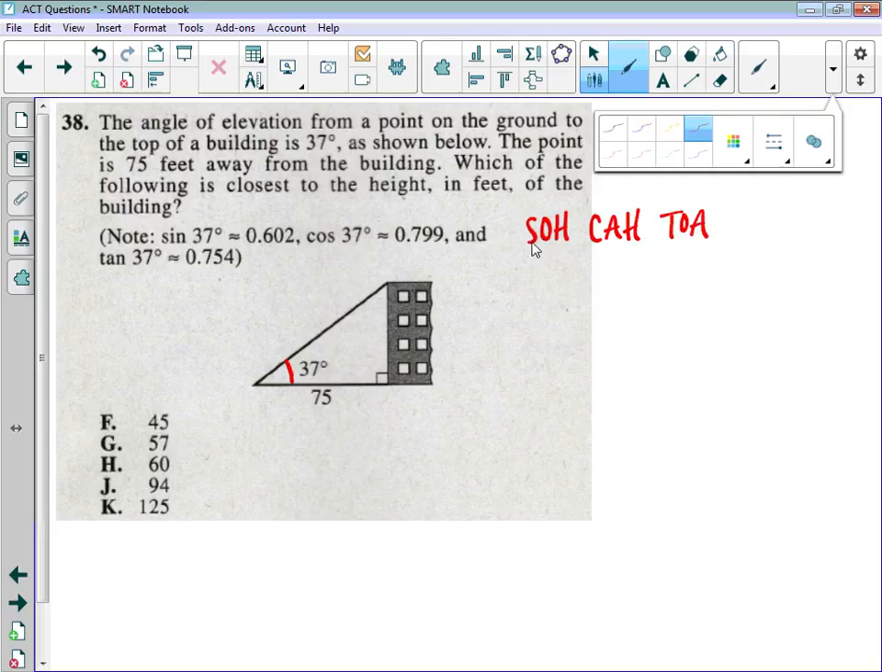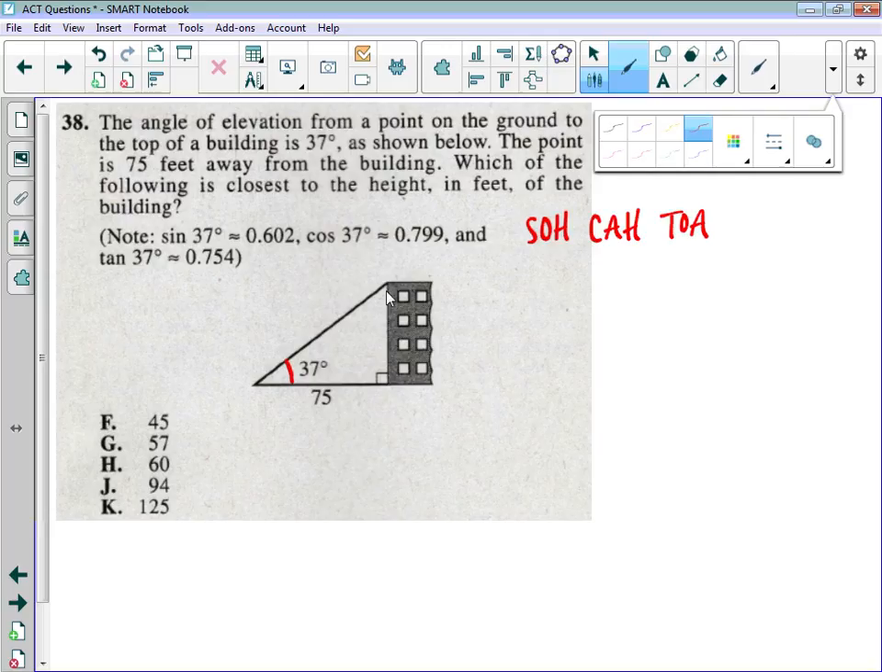Okay, so this is the sine, cosine, and tangent, and it's just telling you sine is opposite over hypotenuse, cosine is adjacent over hypotenuse, and tangent is opposite over adjacent. So here it says the angle of elevation is 37, so that's in the picture. The point is 75 feet from the building, so they give you that piece. Which of the following is closest to the height?